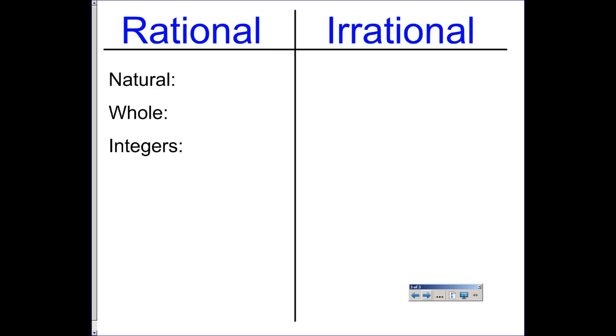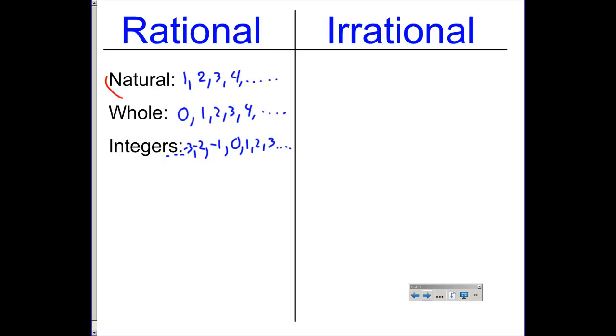Here's the breakdown of the real number system. It comes in two categories, rational and irrational. Natural numbers are your counting numbers, your 1, 2, 3, 4, and so on. Whole numbers just include the numbers 0, 1, 2, 3, 4, and so on. And integers include whole numbers and their opposites. So if I have 0, 1, 2, 3, then the opposites would be -1, -2, and -3, and of course they continue in that pattern infinitely.